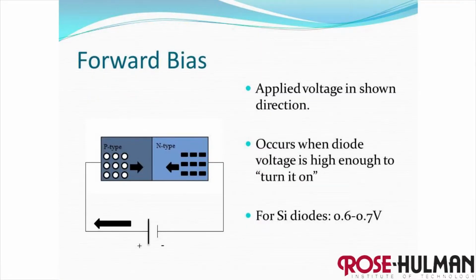Forward bias. When the voltage is applied in the shown direction of the figure, the positive charge from our power source pushes the holes and attracts the electrons. This further increases the combination of electron-hole pairs at the depletion region. When we apply a strong enough voltage, our diode turns on and starts generating current in the forward direction. For silicon diodes, the activation voltage is about 0.6 to 0.7 volts.